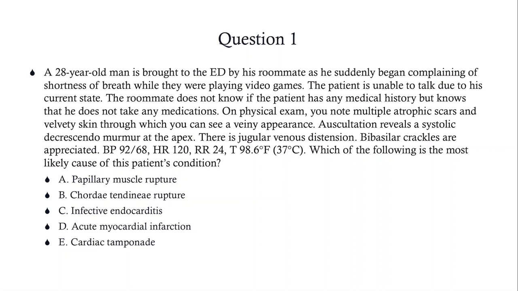All right, so this is one of those questions that harkens back to step 1. And step 3 is incorporating a little bit more basic science into the test ever since about 2015 or so. So you'll be expected to know a little bit more anatomy than you might want to. All right, so the answer here is B, chordae tendineae rupture.